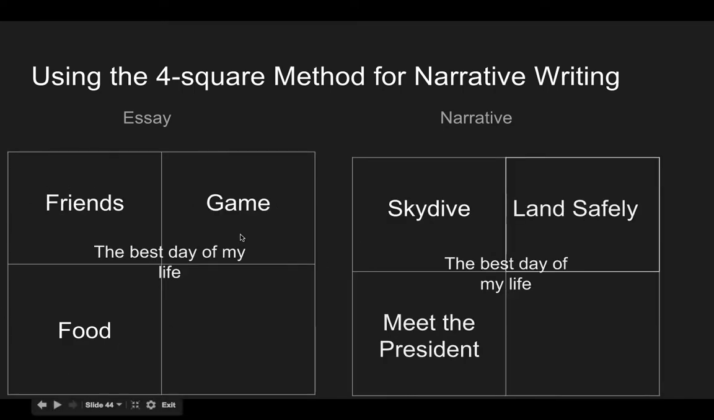So here's an example of a four-square essay and a four-square narrative, just showing you the topic in the center and the subtopics that we put in each square. Now, what you'll notice is the essay just has a topic and then 4 subtopics that you elaborate about. Whereas the narrative has the actual events that take place, things that happen in time and space, and in order and sequence.